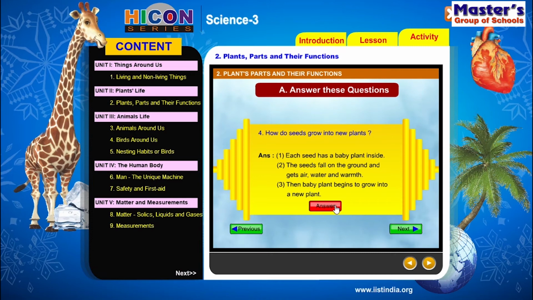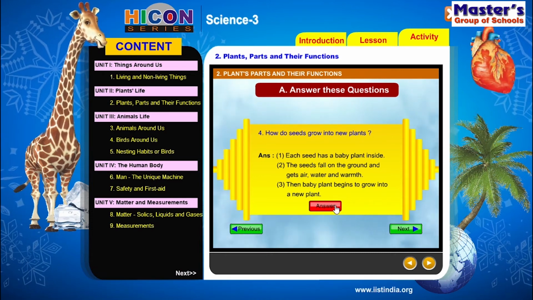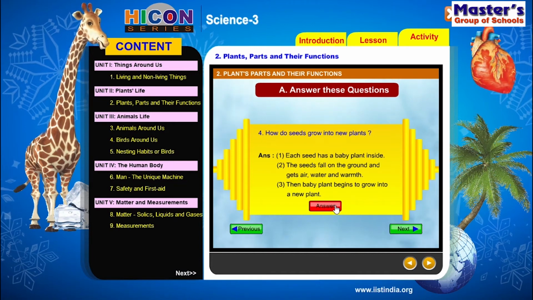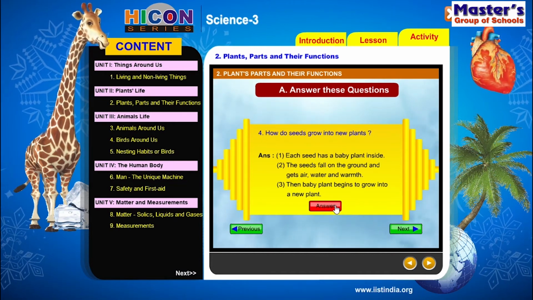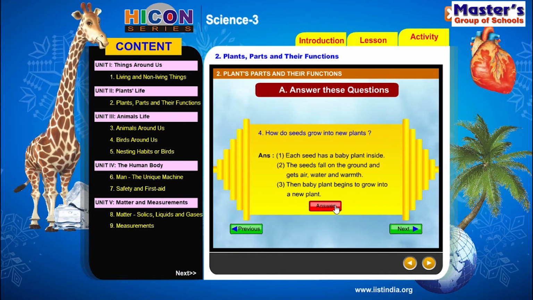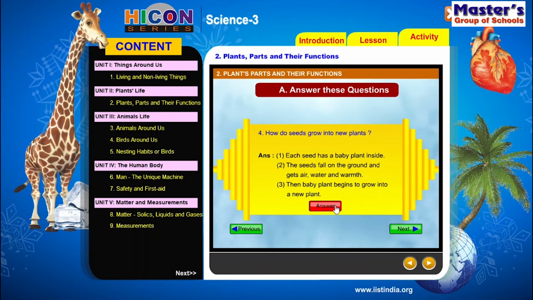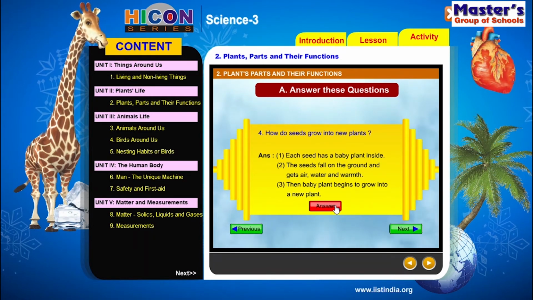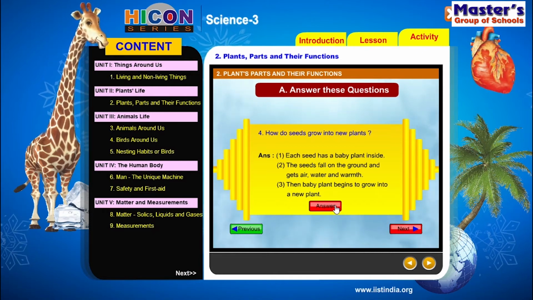The first point is, each seed has a baby plant inside. The second one is, the seeds fall on the ground and get air, water and warmth. And the third point is, then the baby plant begins to grow into a new plant. So children, these are the 3 steps.